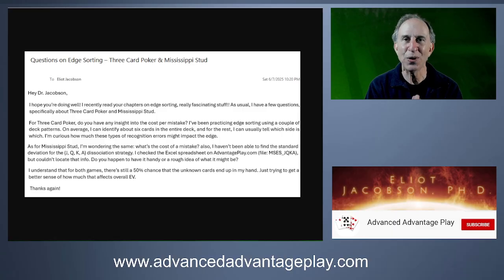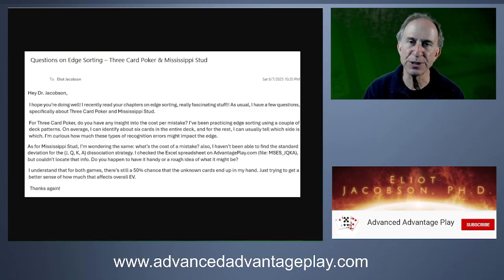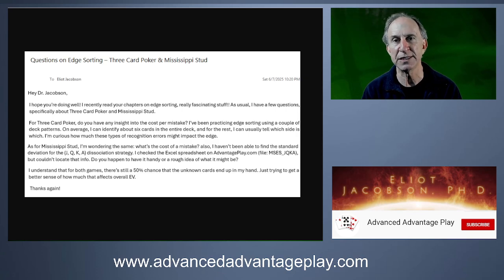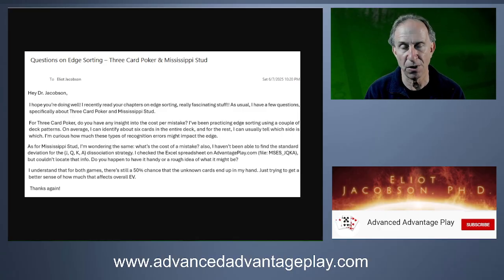So the real point here is this technique called edge sorting, which is taking advantage of asymmetries on the edges of ordinary, very common casino playing cards, and using that to vary our strategy across a wide variety of games to get an edge over the house.